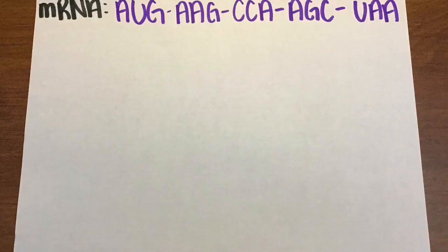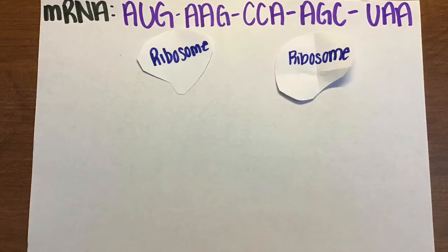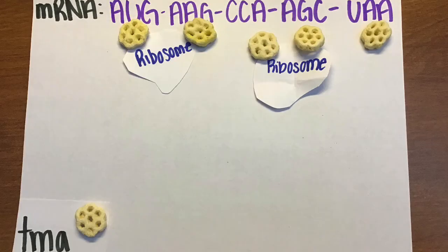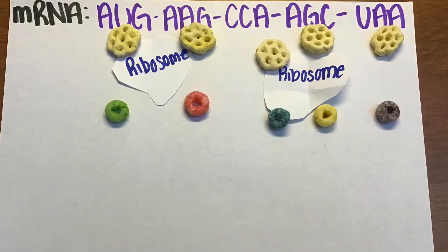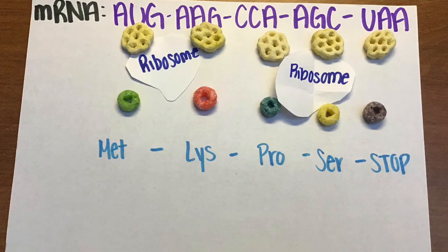The mRNA sequence reads as AUG, AAG, CCA, AGC, UAA. Ribosomes then attach to the mRNA, which allows the tRNA to attach. The appropriate tRNA molecule attaches to each triplet. With the tRNA, the corresponding amino acids follow. The amino acid chain is then built from start to stop.